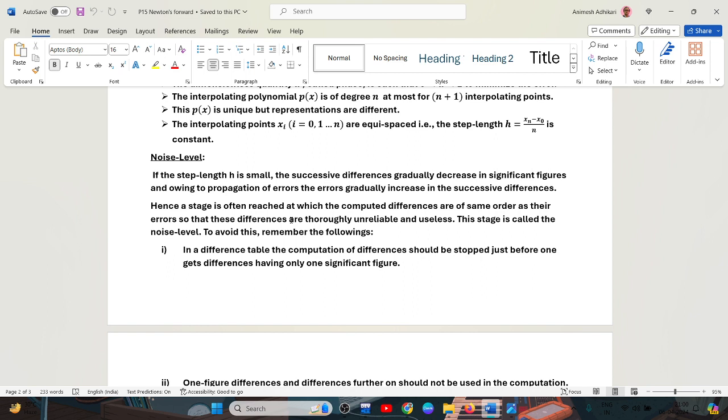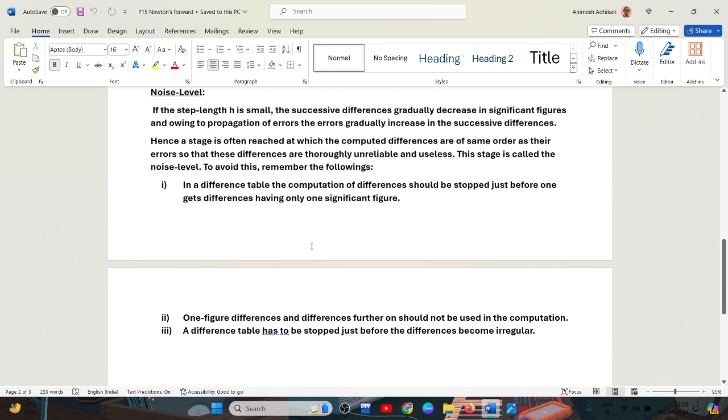Hence, a stage is often reached at which the computed differences are of the same order as their errors, so that these differences are thoroughly unreliable and useless. This stage is called the noise level. To avoid this, remember these points.